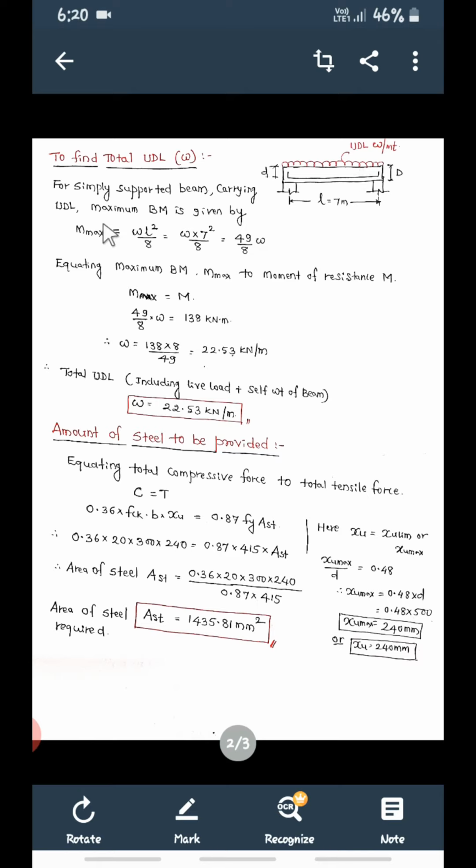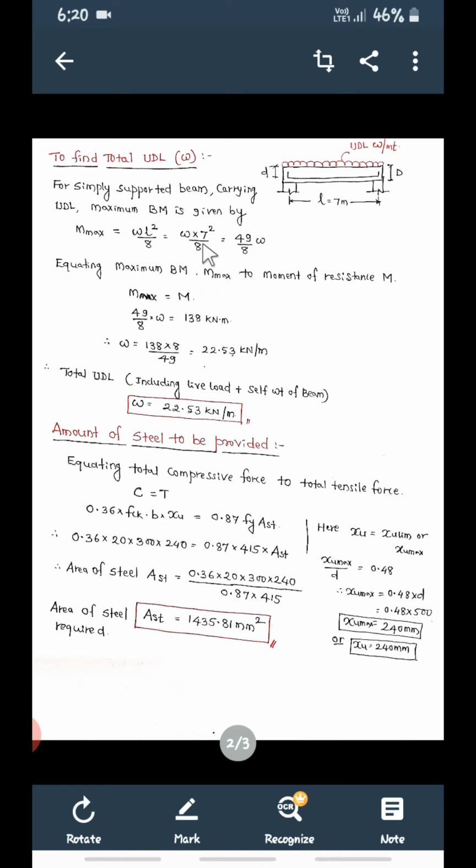w per meter. Now for this condition, a simply supported beam subjected to UDL, we have to find out the maximum bending moment. How much bending moment will be coming on this beam? For a simply supported beam carrying UDL, the maximum bending moment is M max equal to WL square by 8. Where is the maximum bending moment? At the center. So this is WL square by 8.